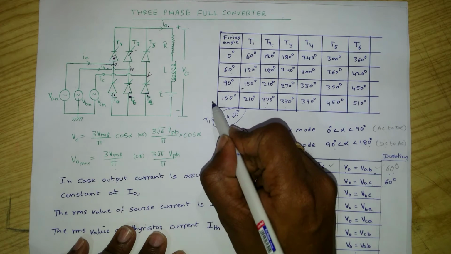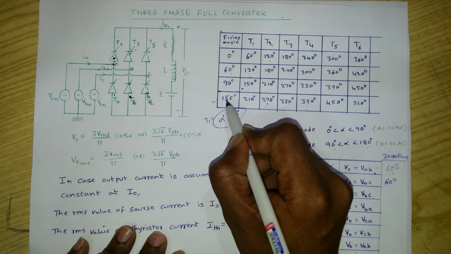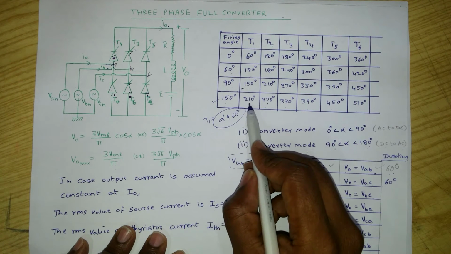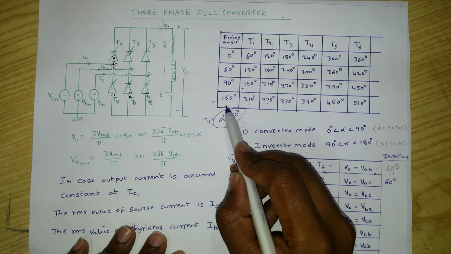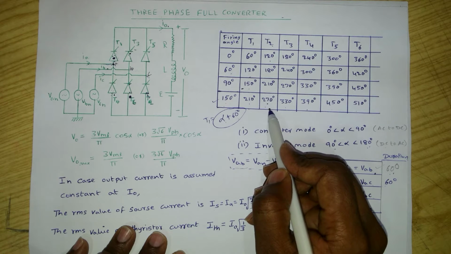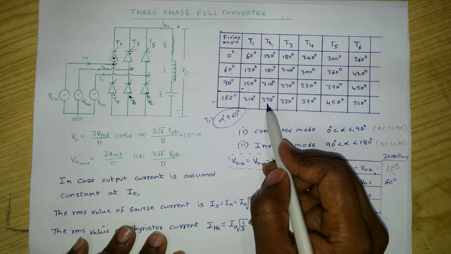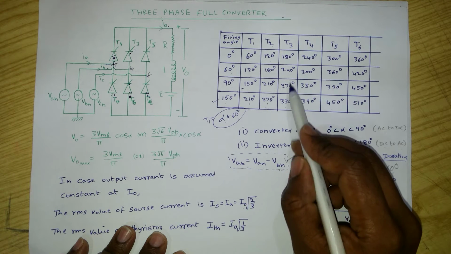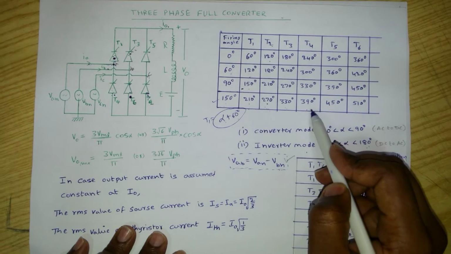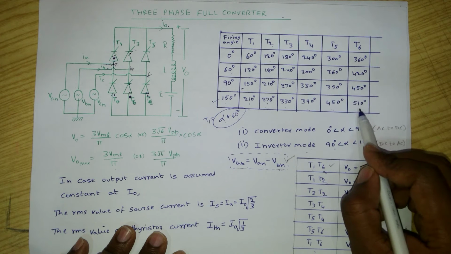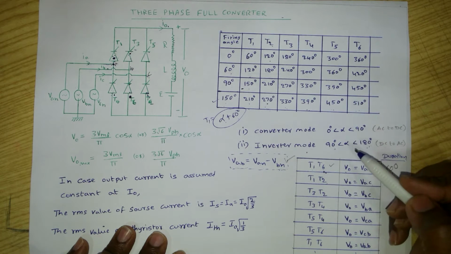I will select firing angle 150 degrees so that we can find the firing instants for the thyristors. For T1, alpha plus 60, 150 plus 60. At omega t equal to 210, T1 will trigger. Plus 60, at omega t equal to 270, T2 will trigger. At omega t equal to 330, T3 will trigger. T4 will trigger at 390 degrees, then 450 degrees T5, 510 degrees T6, like that.